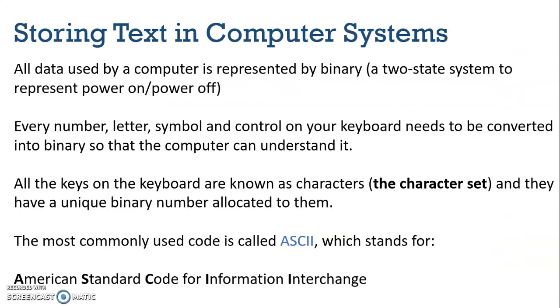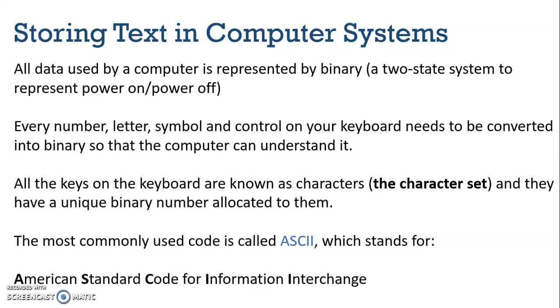So we already know how computer systems store numbers, using binary. So all data used by a computer is represented by binary. So we know that that's a two-state system to represent power on or power off, composed of all ones and zeros. Every number, letter, symbol, and control on your keyboard needs to be converted into binary so that the computer can understand it. So we're moving on from how computers store just numbers to how we can store text.